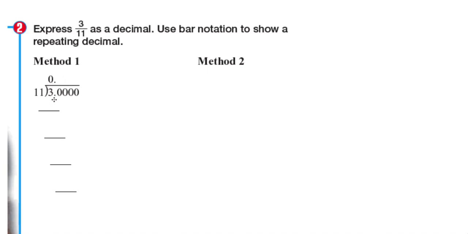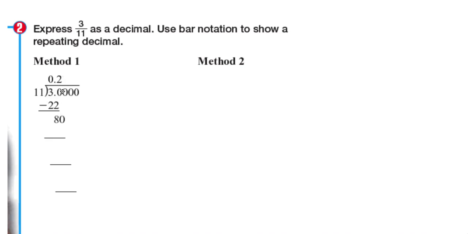So the decimal is after the 3, so bring it up right away. We ask ourselves how many 11's go into 30. That would be, okay, 2. 2 times 11 is 22. Subtract that. That's going to be 8. Bring down a 0 right there.